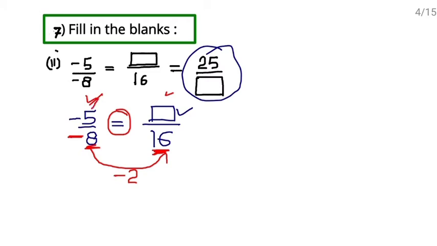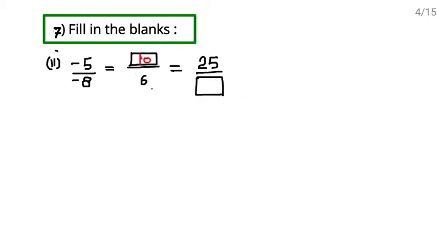And if we are multiplying the denominator by minus 2, we will multiply the numerator also by minus 2, because these are equivalent. So 5 2's are 10. And minus minus plus, so this will be 10 upon 16. So the numerator is 10. Simple. Now we have found the value of this blank in this rational number.